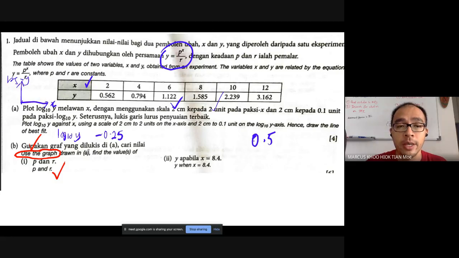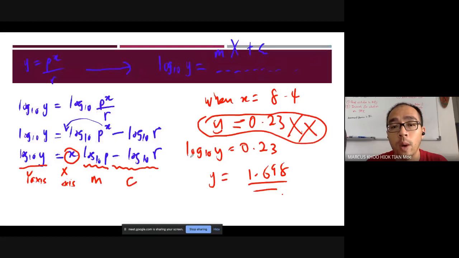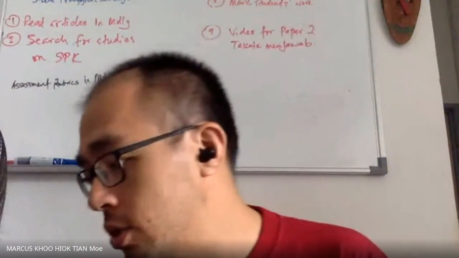Let's use the graph. Secondly, whenever they ask you to find a value, always take a look at the axis. Look at the axis title. If the axis title is y, then this reading is y. If the axis title is log 10y, then this reading is log 10y. If it is log 10y, you need one extra step to find the value of y. Then that shows that you have answered the question. So these are the two questions that I want to discuss today.